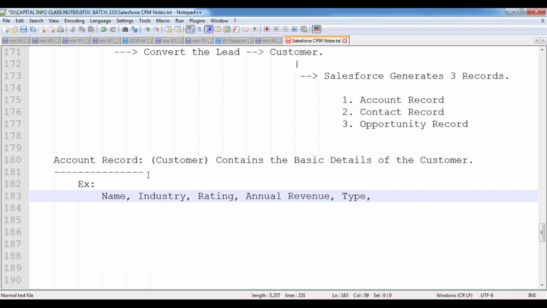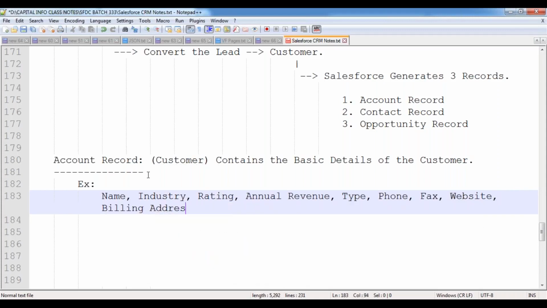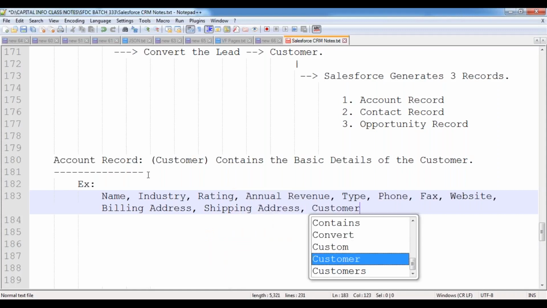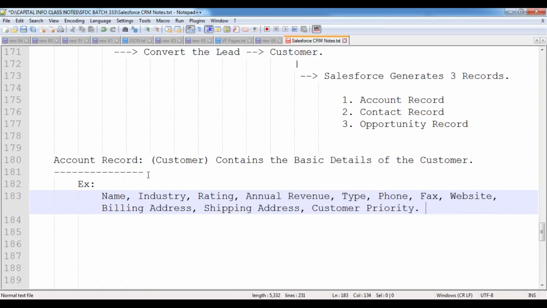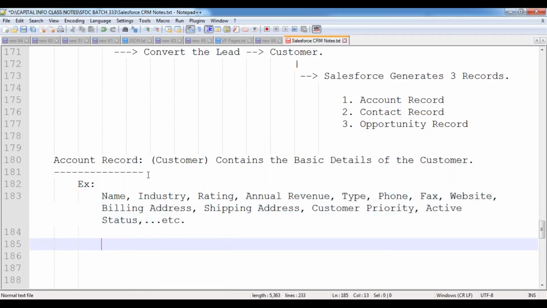And then we can contact that customer based on the phone number. We can collect the customer's phone number, fax number, and website if the customer has his own website. And we can collect the billing address and the shipping address, and then the customer priority and the customer active status. This whole information we can collect as part of this account record.